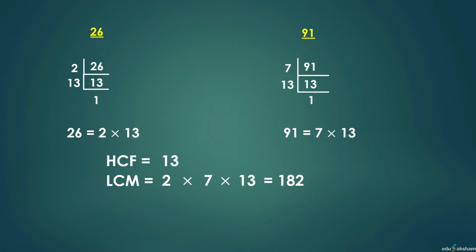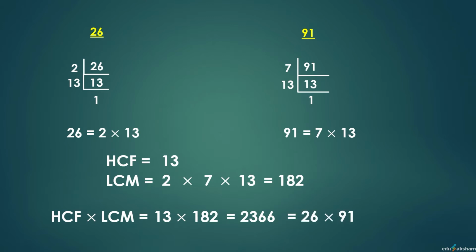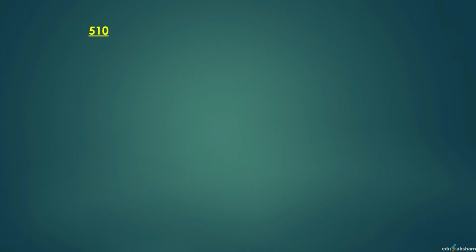Now, we have to prove that the product of the HCF and the LCM is equal to the product of the two numbers. The product of the HCF and LCM will be 13 into 182, which is equal to 2366. Now, if we multiply the numbers 26 and 91, we will find that it is equal to 2366. Therefore, we have proved that the product of the HCF and LCM is equal to the product of the two numbers.